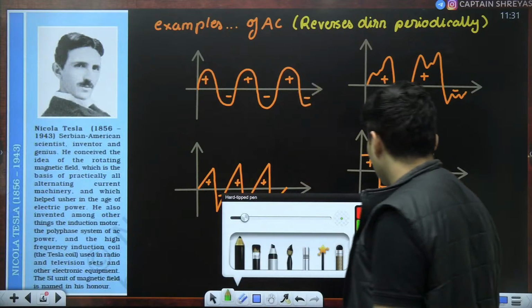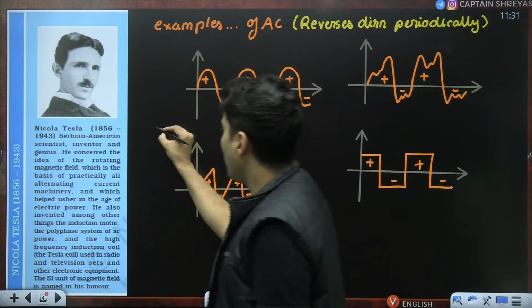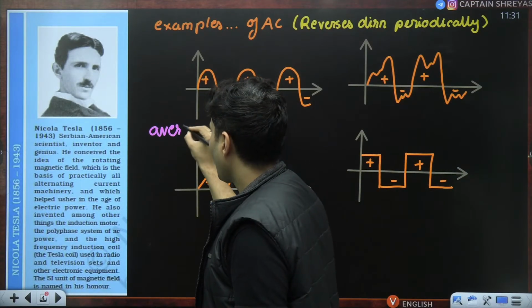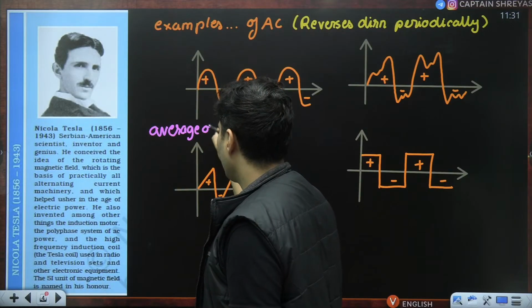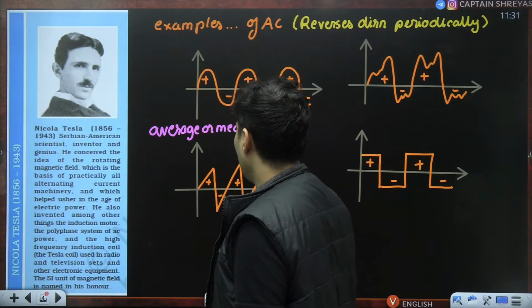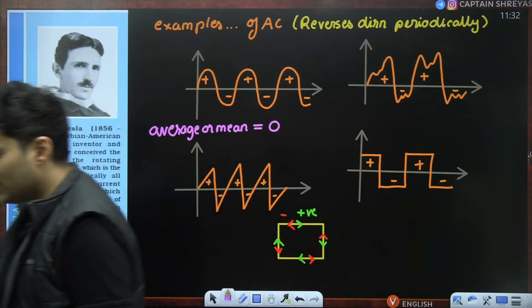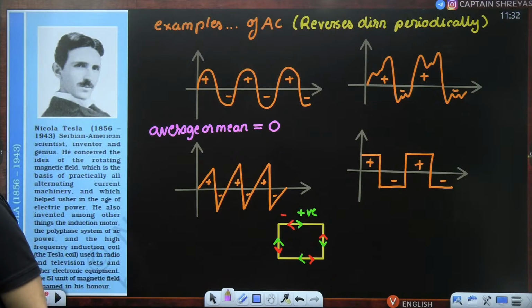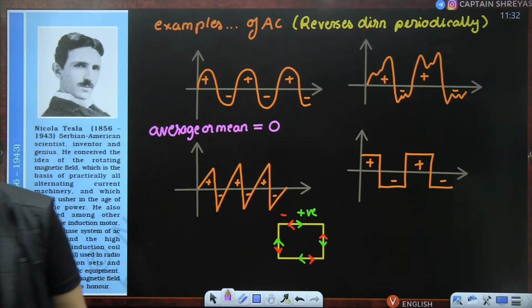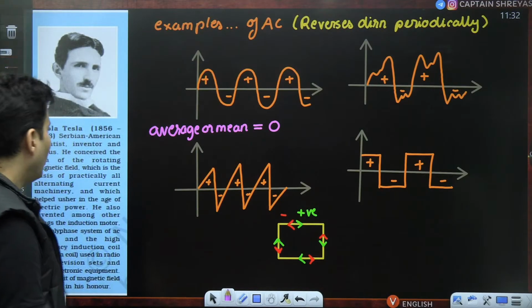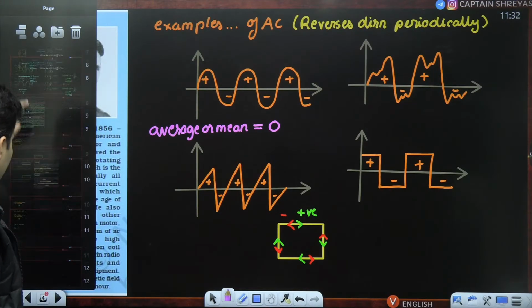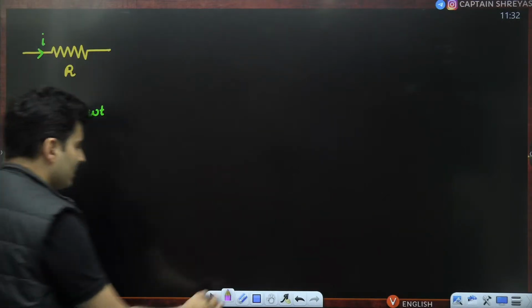So if you ask me what is the average or mean value, what will the answer be? The answer will be a big fat 0, isn't it? The average will be 0. Agree or disagree, my dear warriors? Tell me. Because how much ever positive I go, that much negative I go. That means the average will be a big fat 0. Correct. So, sir, the current or the voltage average is 0.